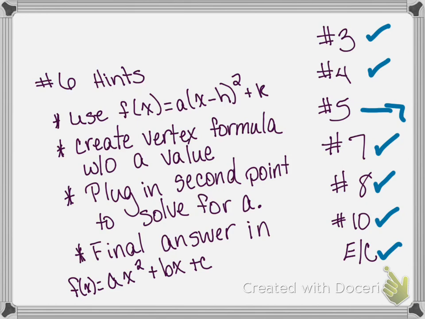Use your vertex formula, f of x equals a times x minus h squared plus k. You are going to create a vertex formula without your a value in it. Just leave a as a. You don't have enough information to determine what a is. So just do your vertex formula with the a. Then plug in that second point to your x and your f of x to figure out what a is.